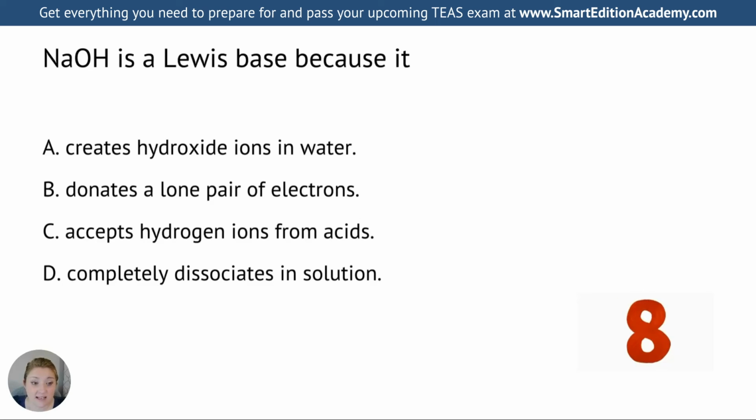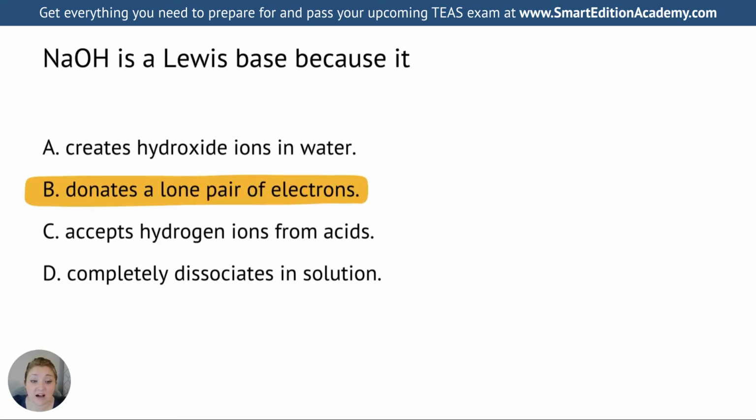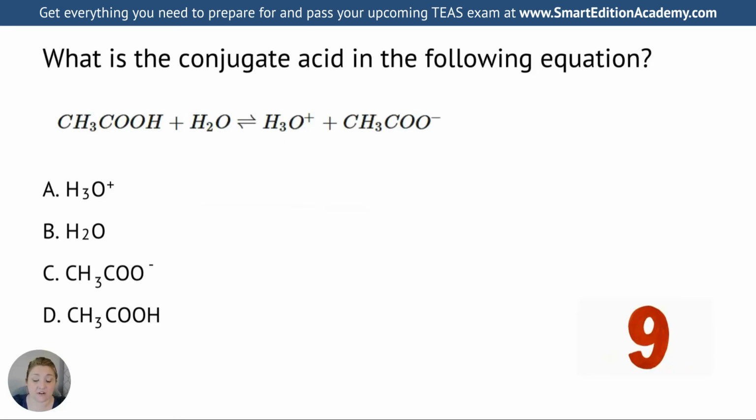Sodium hydroxide, NaOH, is a Lewis base because it creates hydroxide, donates a pair of electrons, accepts hydrogen, or completely dissociates. Remember, the classification of Lewis has to do with pairs of electrons. So NaOH is a Lewis base because it donates a pair of electrons. Here's our next question.